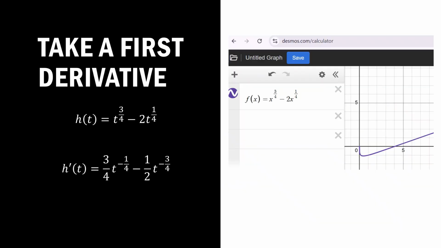This time showing Desmos on screen. This is where you go for Desmos if this is new to you. Type it in as an f of x, that's really useful, instead of a y. Now what I want you to do is take the first derivative, using the power rule, using all the things you know about calculus already. Verify that when you take the first derivative, you get the same thing that I got on screen.